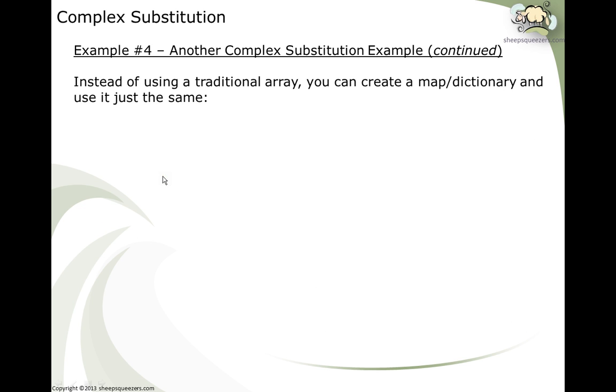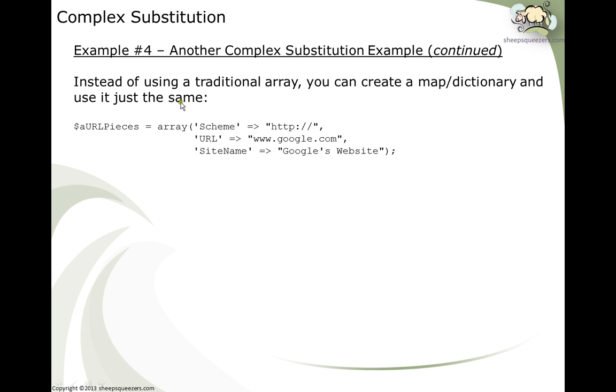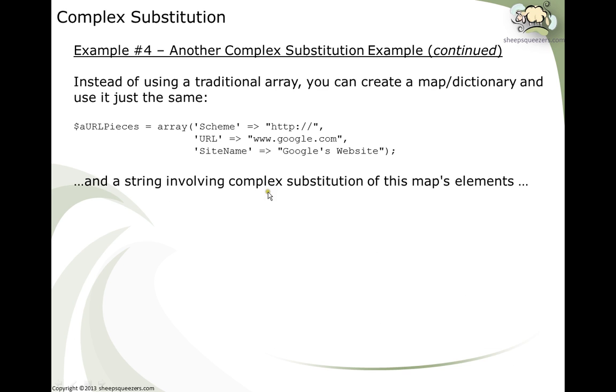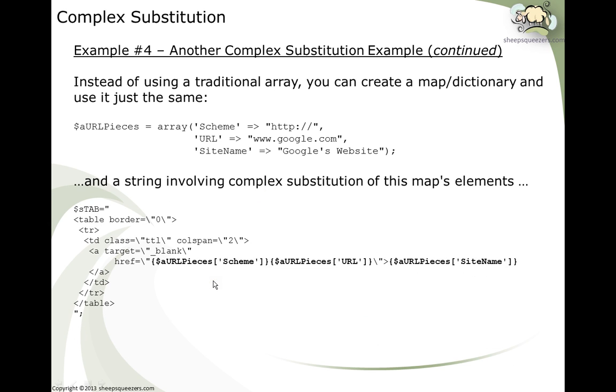Instead of using a traditional array, you can use a map or a dictionary and use it in kind of the same manner. So here's an array using a map or dictionary idea. Scheme is mapped to http://. The URL is to Google's website. The site name is to Google's website name. And in this case, you can use the dictionary elements for scheme, URL, and site name. Similar as before, in brackets, you would put down scheme in quotes or single quotes, tick marks, URL in tick marks, and site name in tick marks. Okay.